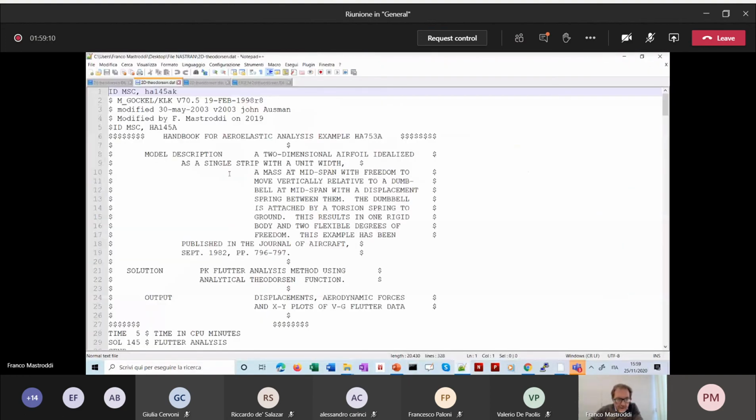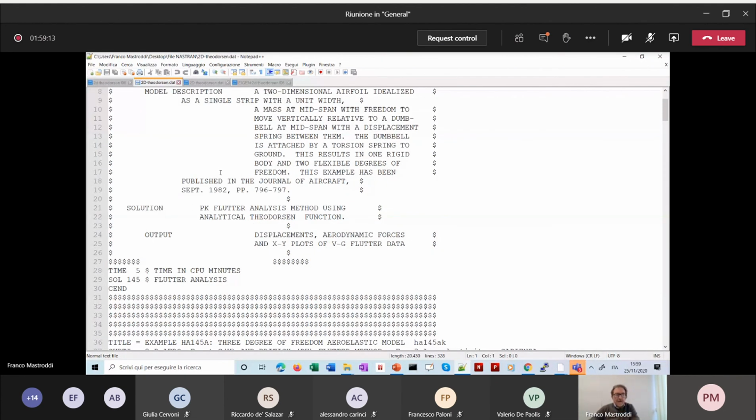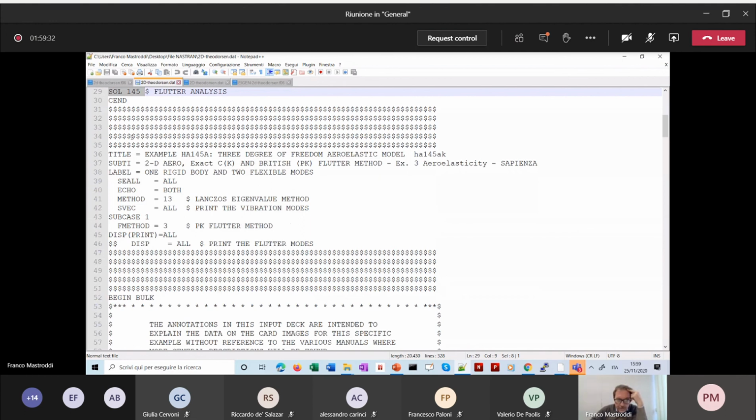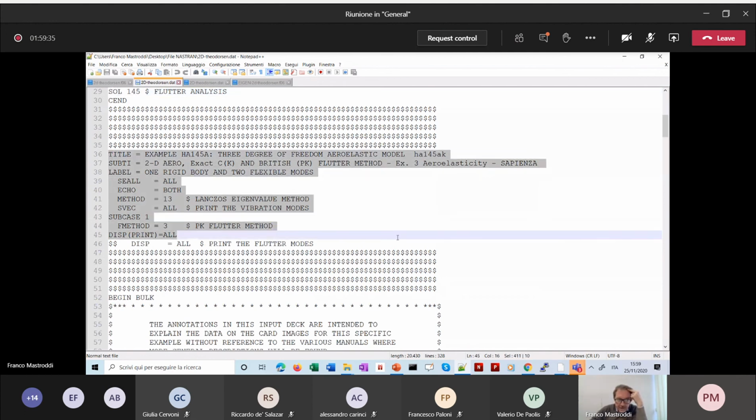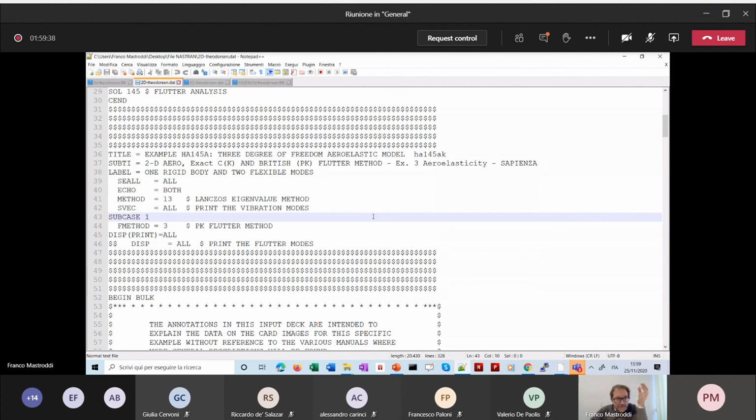in particular our file 2d_torsion.dat. And as you know, this data file is divided in three parts. In the first part of the data file, you just have to declare the kind of solution you are interested in. So we are interested in solution 145, flutter analysis. In the second part of our data input, you just have to define the method you have to use for modal analysis and for flutter analysis.